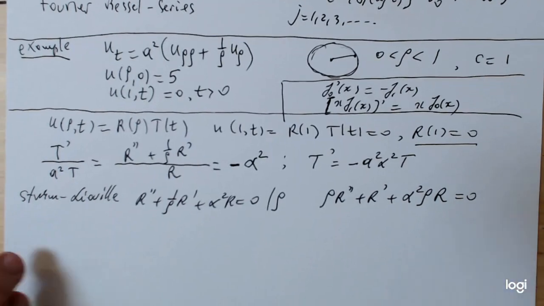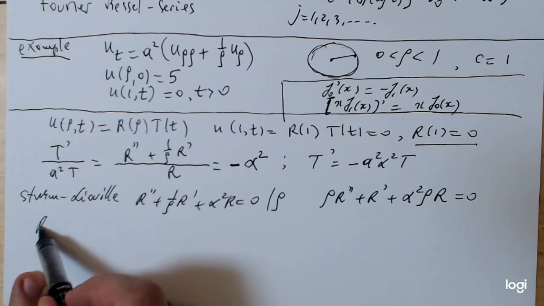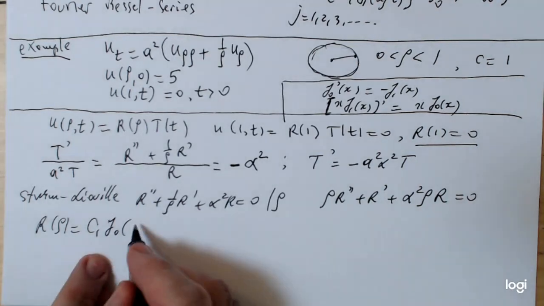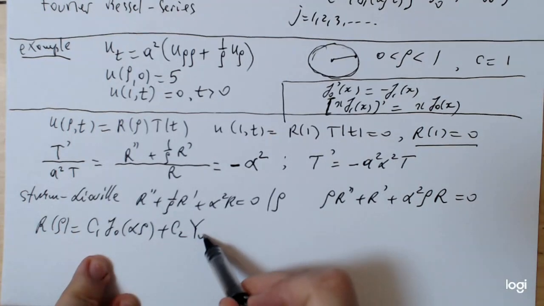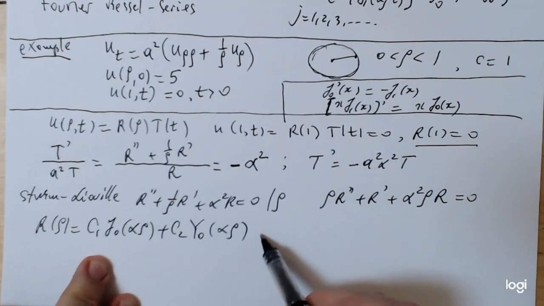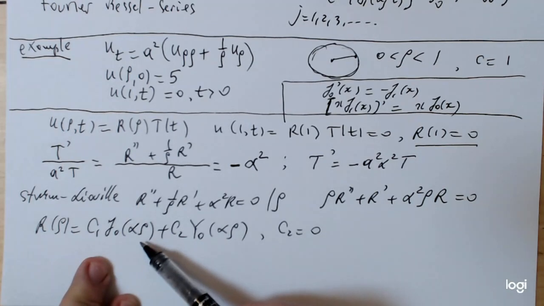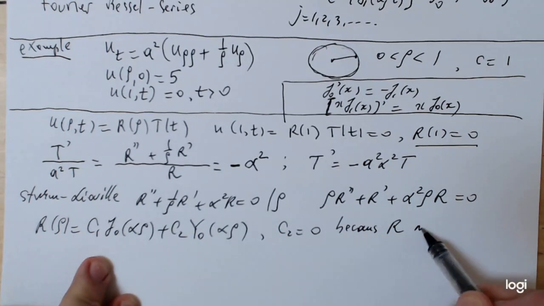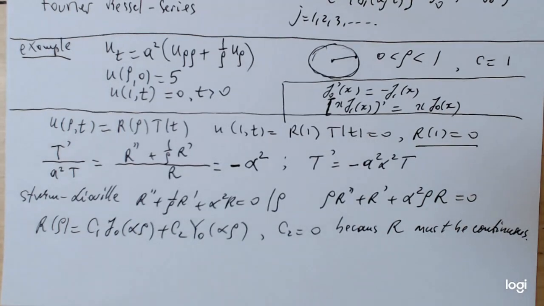So from all the discussion prior to this moment, we knew that the solution is just a linear combination of the Bessel function of the first kind, C1 J0 of alpha rho, plus C2 Bessel function of the second kind, Y0 of alpha rho. But automatically C2 must be 0, so later on you don't even have to bother taking this into consideration. Just start with J0 of alpha rho. C2 must be 0 because, remember, R should be continuous. So we can't have Y0 there because it's discontinuous at 0.